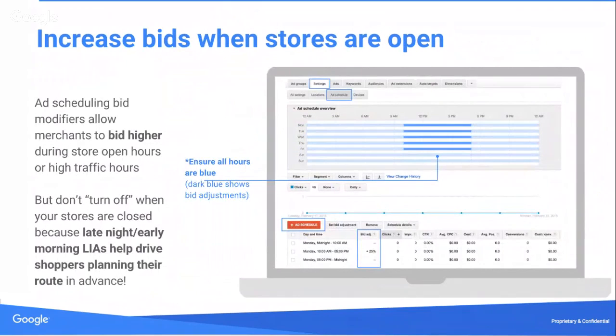The second option would be use ad scheduling to increase bids when stores are open. Now, I'm going to get right ahead of this just out of the gates here.